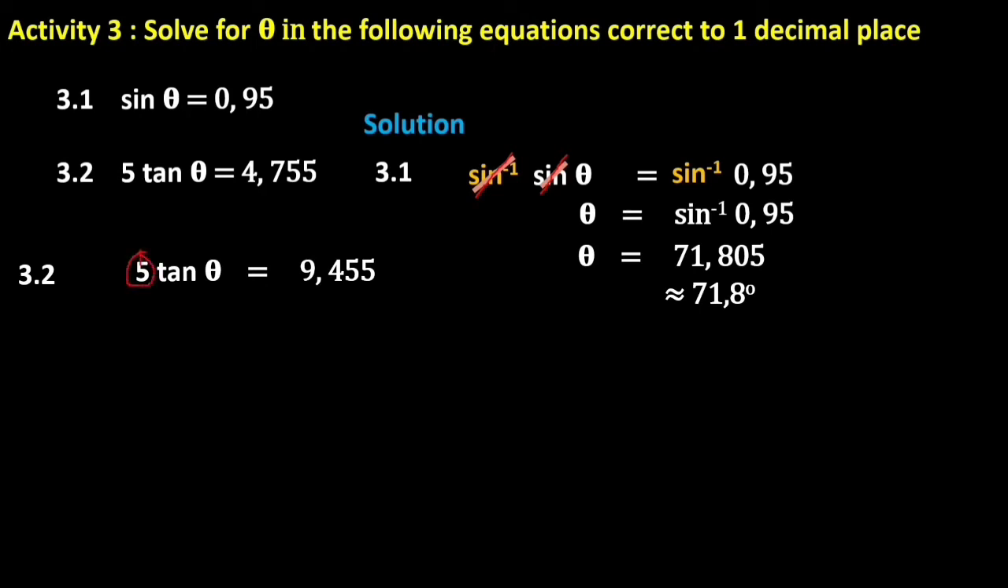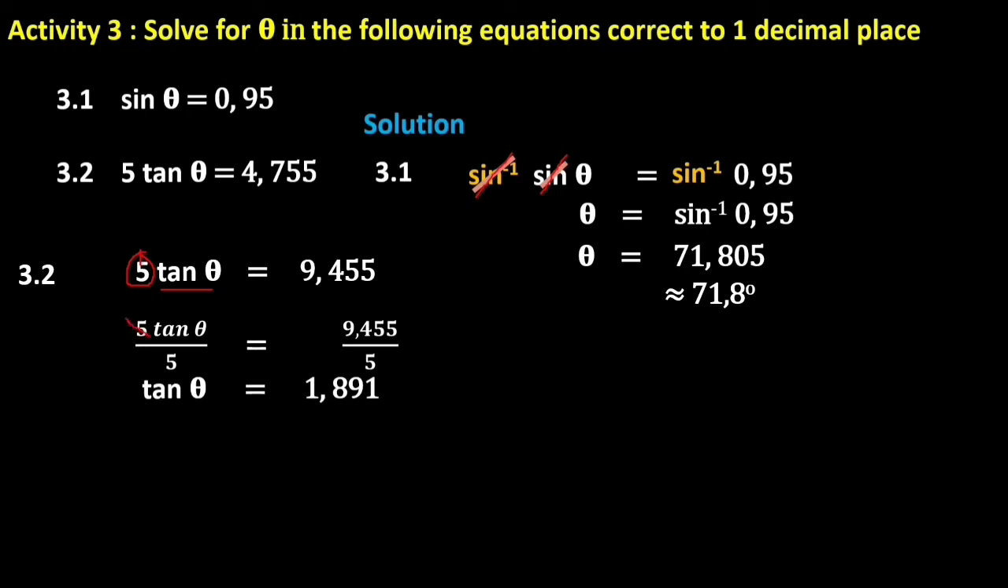And how are we going to do that? Well, we can divide both sides by 5. If we divide both sides by 5, we get rid of the 5 and we'll remain with the tan function like that. So 5 tan theta over 5 equals 9.455 divided by 5. Leaves me with tan theta equals 1,891.